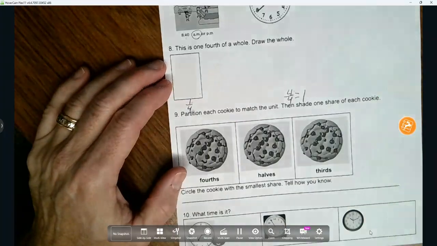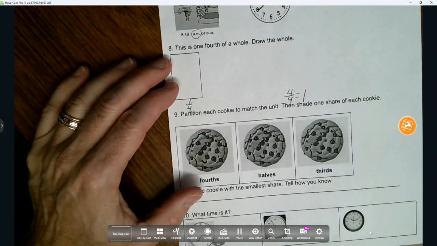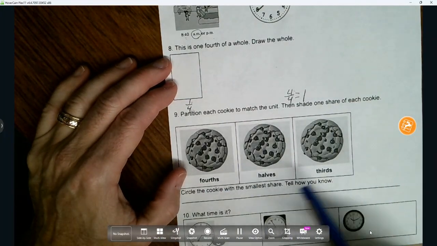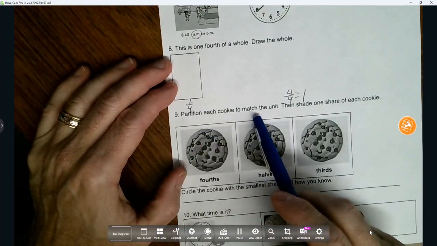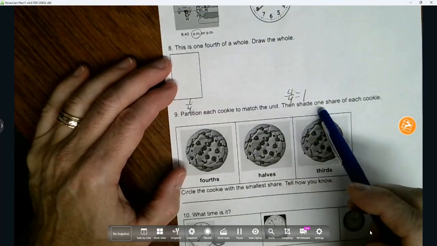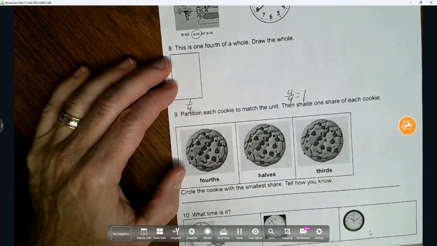All right, it's cookie time. I'm grabbing a marker for this one. All right, we need fourths, halves, and thirds. It says partition, that means break up, each cookie to match the unit. Then shade 1 share of each cookie.